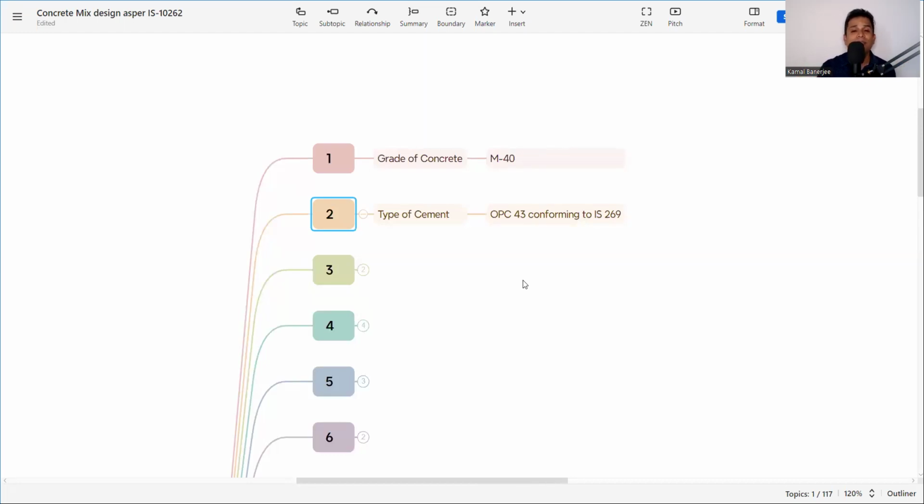And OPC 43, we are here confirming that we are using OPC 43 conforming to IS 269, because in IS 269 there are different grades: 43, 33, 53. Now what is the meaning of OPC 43? OPC 43 means that the minimum cube strength of the cement at 28 days is 43 Newton per millimeter square.